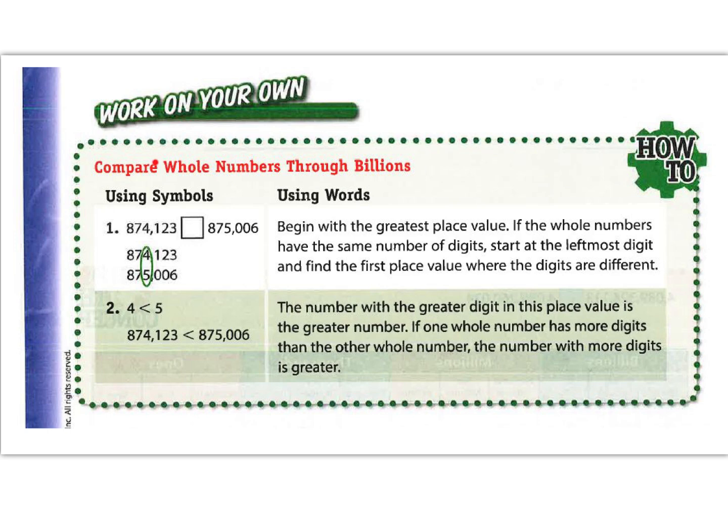All right, so when you're comparing whole numbers through billions using symbols, it looks like this, and then using words, it says begin with the greatest place value. If the whole numbers have the same number of digits, start at the leftmost digit and find the first place value where the digits are different. So just like we've been doing, 8 is the same, 7 is the same. Oh, but then here, 5 is greater than 4, so that means that this number is bigger. So the number with the greater digit in this place value is the greater number. If one whole number has more digits than the other whole number, the number with more digits is greater.